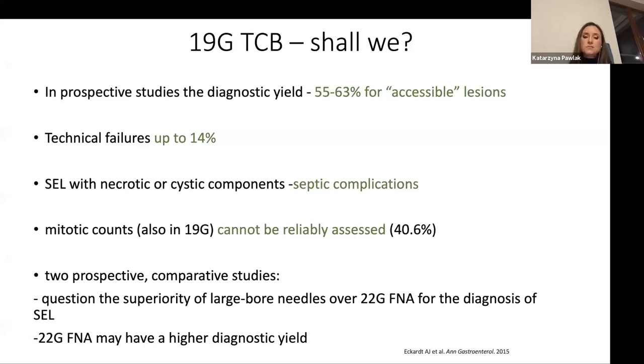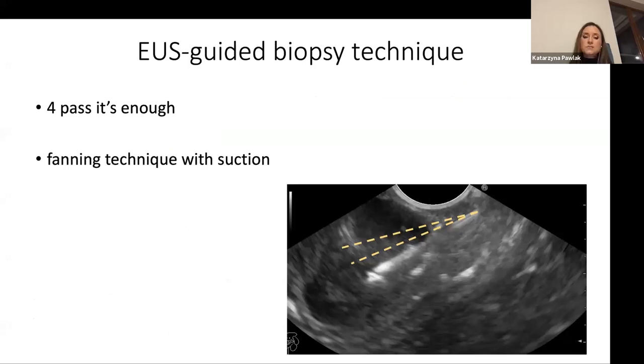And the last point from the EUS guided biopsy technique, which was also presented in current studies, is that 4 passes is enough. After 4 passes, you will achieve the plateau for the diagnostic yield. And also the fanning technique with suction is the preferable method for obtaining tissue from subepithelial lesions.